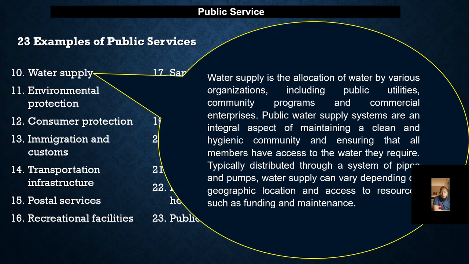Number 10 is the water supply. Water supply is the allocation of water by various organizations, including public utilities, community programs, and commercial enterprises. Public water supply systems are an integral aspect of maintaining a clean and hygienic community and ensuring that all members have access to the water they require.